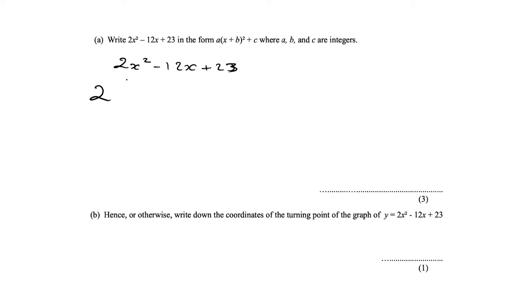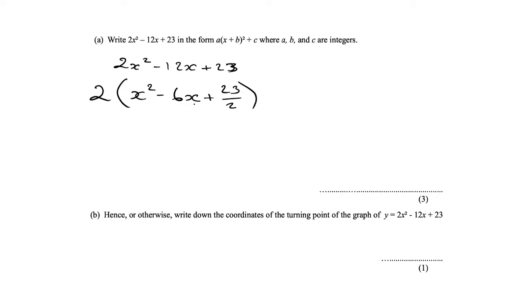So we're just going to separate the 2 out. So it's going to be x squared. What's 12x divided by 2? It's 6x. And we're going to add 23 divided by 2. Let's just keep that as a fraction. Now we're going to complete the square for this expression inside the brackets.